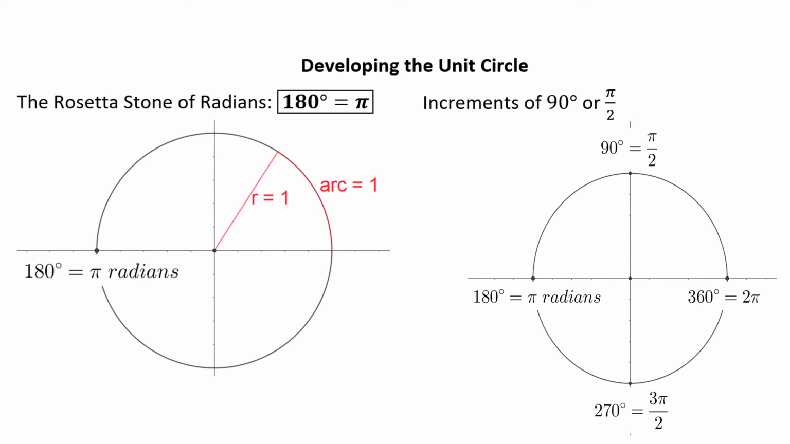If we go down another 90 degrees so that we're at the y-axis in the negative direction, 270 degrees, that's going to be 3 pi over 2. And if we come back up to the full circle, that's 4 pi over 2, or simply 2 pi. Note where those are on your worksheet.